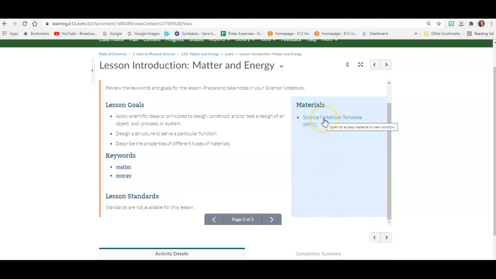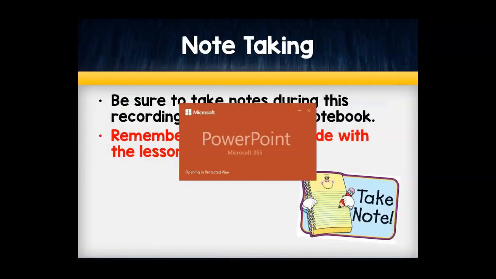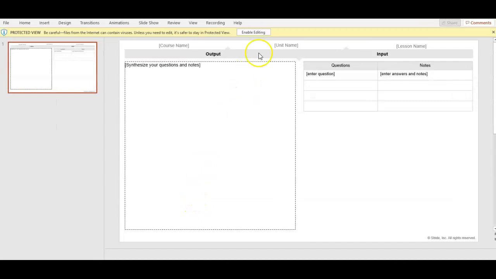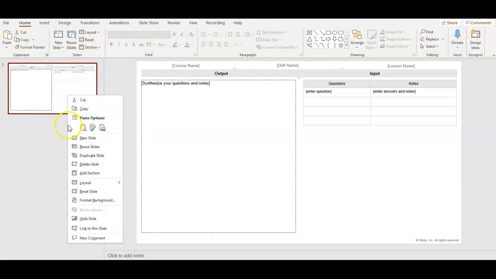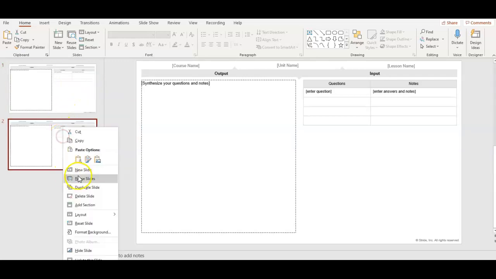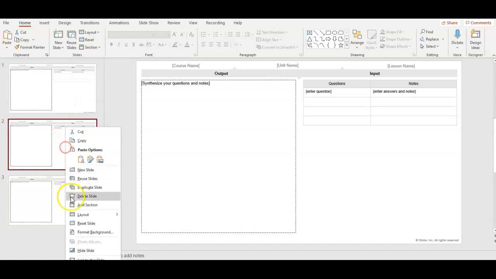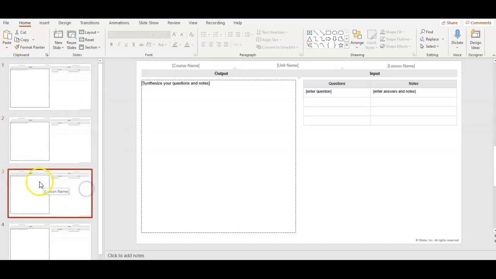Again, you have your science notebook template. So hopefully you've already opened this file. It is already saved to your computer. And this would be your third slide that you've added. So you have a slide for 1.01. And if you want to duplicate a couple of these, then you'll have them as you go. But today you would be on the third one.